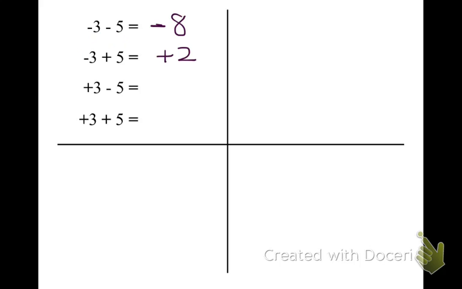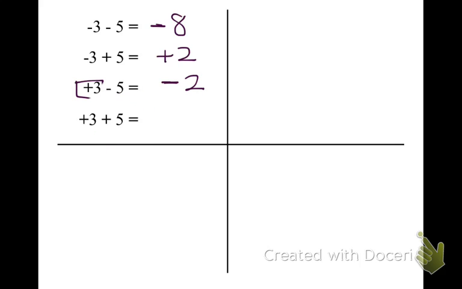Then I'm going to take a look at the next one. I have a positive 3 and a negative 5. Well, which one's bigger? My negative 5. So now my answer has to be a negative. Different signs, we find the difference. What's 5 minus 3? It's equal to 2. So I have my next answer.